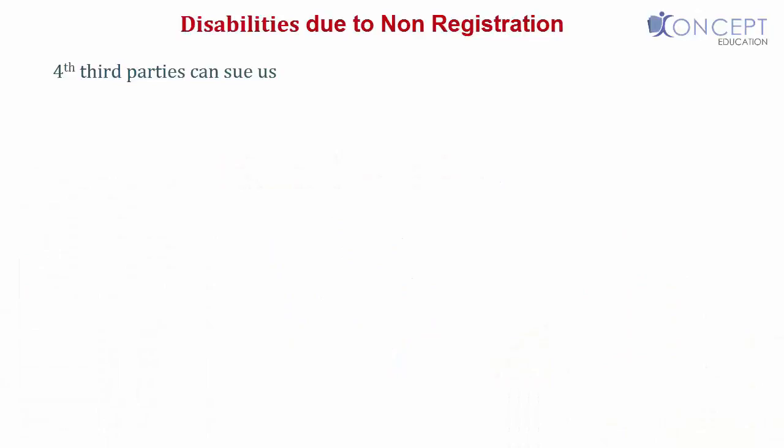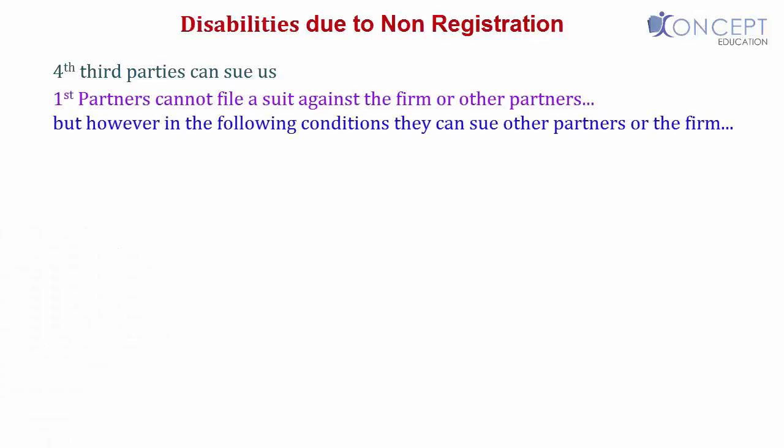Now, there are certain things that we can do even if we are unregistered. In the first disability, we read that the partners cannot file a suit against the firm or the other partners. But however, in the following conditions, they can sue other partners or the firm.